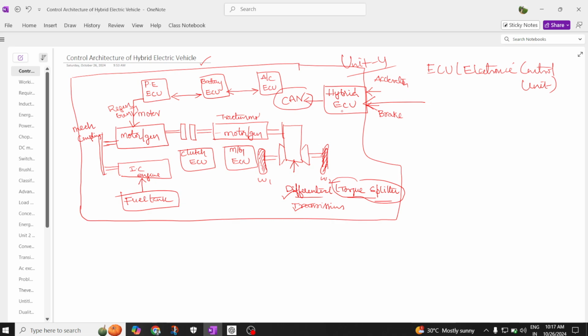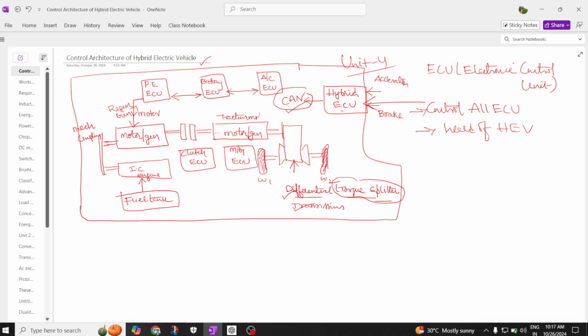The control architecture of hybrid electric vehicles plays a very important role, and this CAN is already there on our channel. If you want to know about this CAN, you can watch our channel. I will leave it in the card for your clarity. So what are the purposes or the need of a hybrid ECU? This hybrid ECU will control all the ECUs in our electric vehicle. Indirectly, I can say that this hybrid ECU is the heart of the hybrid electric vehicle. Without this heart, nothing will be controlled.